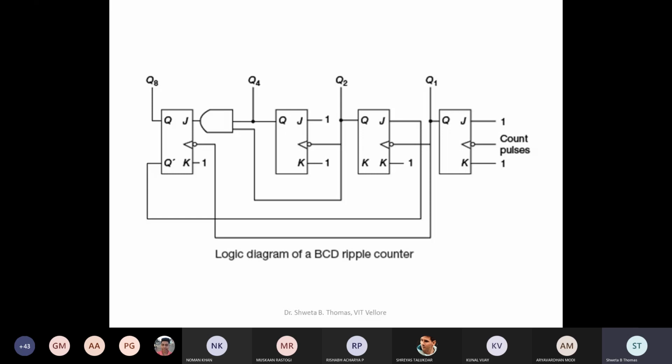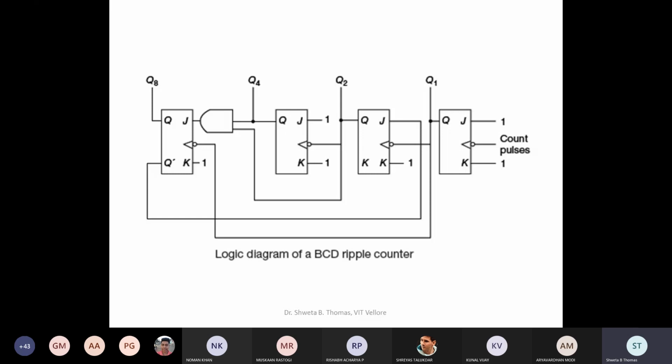Okay. Now, see the circuit very carefully, because when you are going to explain the circuit, you have to mention each and everything. Four flip-flops are there. It will start from the rightmost one. So in the rightmost one, both J and K are 1, 1. Okay. And the output of the first flip-flop is Q1.